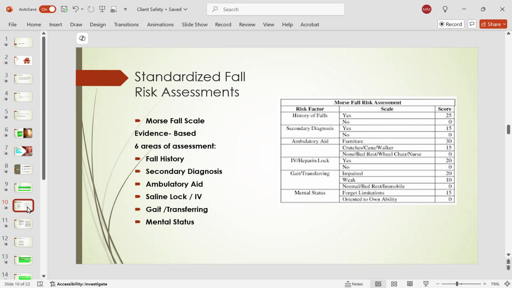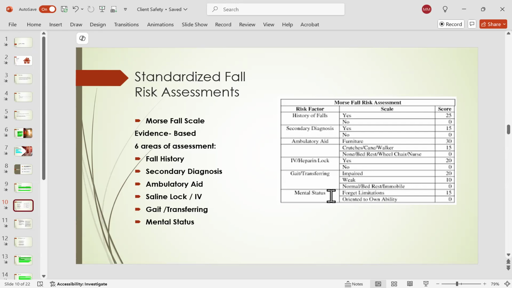Okay. And what they're looking at is, do they have a history of falls? Do they have secondary diagnosis or diagnoses? Ambulatory aids, crutches, cane, walker, also furniture surfers or wall surfers. If they need a table to get up, that means they need assistance if they cannot independently get up, right? Do they have an IV? Do they have problems with their gait or with transferring from chair to bed or vice versa, right? And you can see the answers: impaired, weak, or normal.